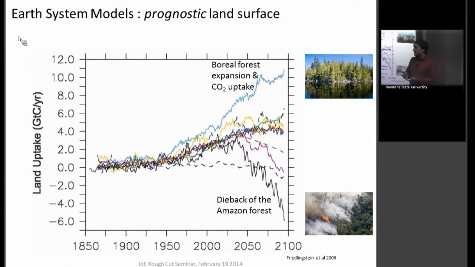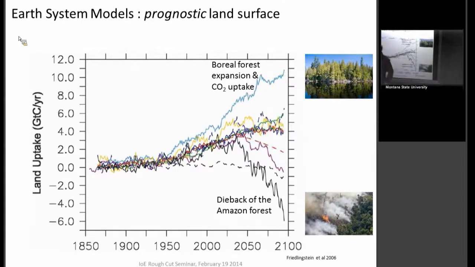And so this is a very famous figure from Pierre Friedlingstein summarizing the fourth assessment report coupled carbon cycle models. Each color is a different carbon cycle model. You can see that some, the blue line in particular, suggests that the uptake of carbon will become extremely strong in the next 100 years. Just for context, they're saying that there would be a 10 billion ton uptake of carbon by 2100, and that this is equal to today's total fossil fuel emissions. So it's quite significant. But then the Hadley Center model in black predicts a dieback of the Amazon forest.